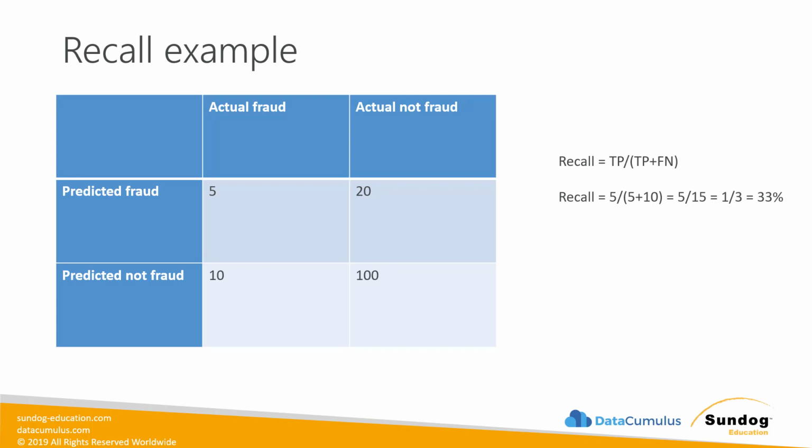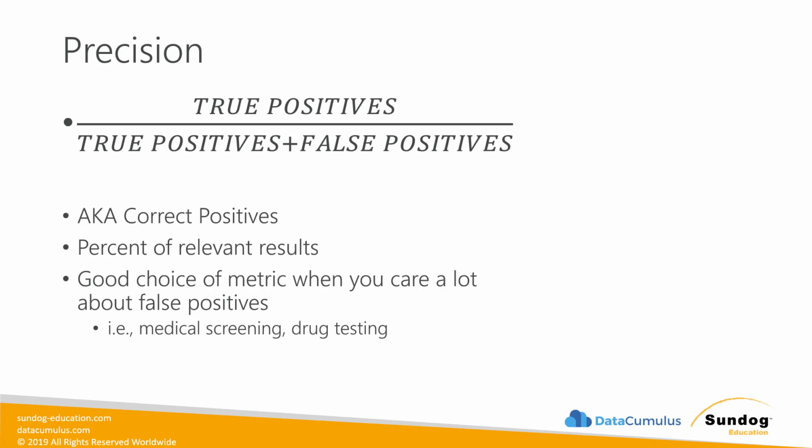Recall's partner in crime is precision, and precision is computed as true positives over true positives plus false positives. This goes by other names as well, including the correct positive rate or the percent of relevant results. So this is a measure of relevancy in the world of information retrieval.